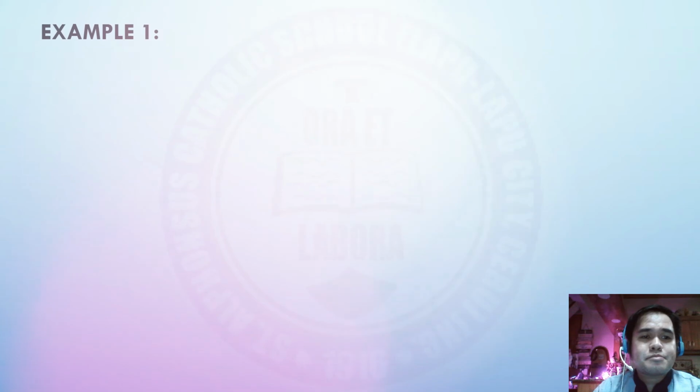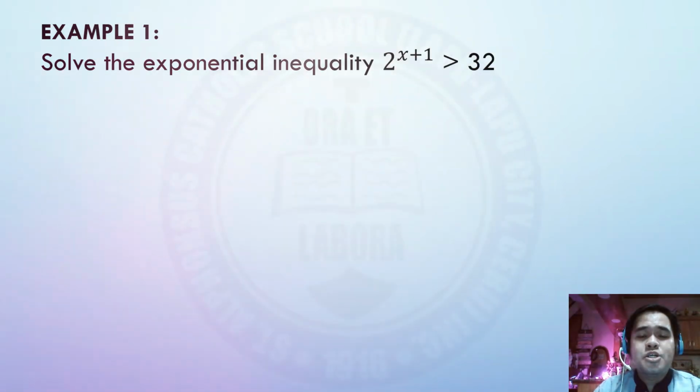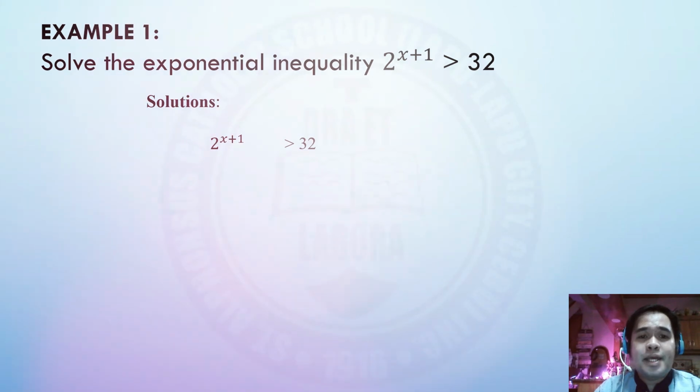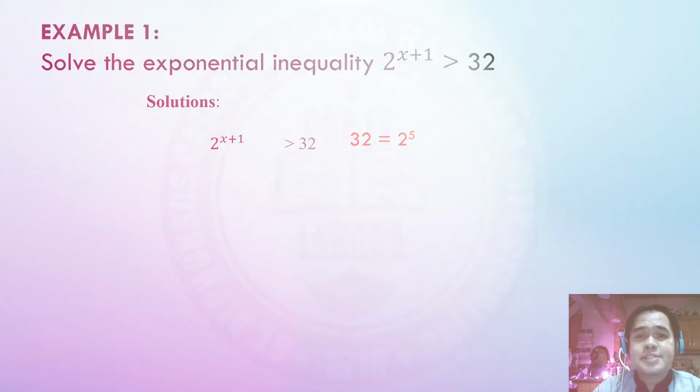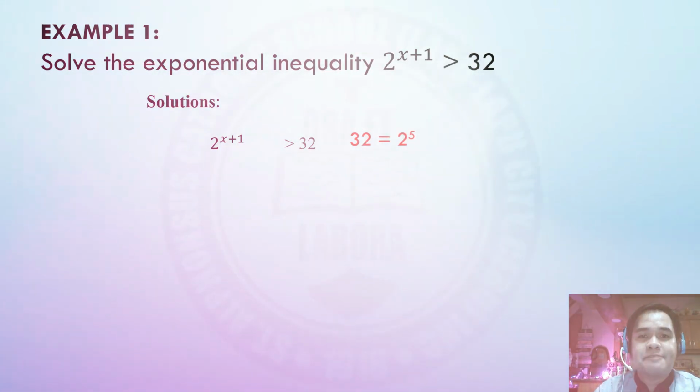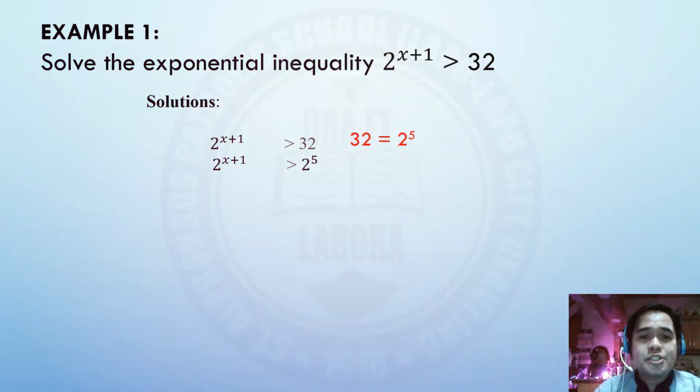For example, solve the exponential inequality 2 raised to x plus 1 is greater than 32. Here are the solutions. Copy first the given, and make the bases in the inequality the same. We have 2 raised to x plus 1 and 32. Since 32 has an exponential form of 2 raised to 5, because when you multiply 2 by itself 5 times, the answer is 32. And then copy 2 raised to x plus 1 is greater than, then change 32 to its exponential form, which is 2 raised to 5.